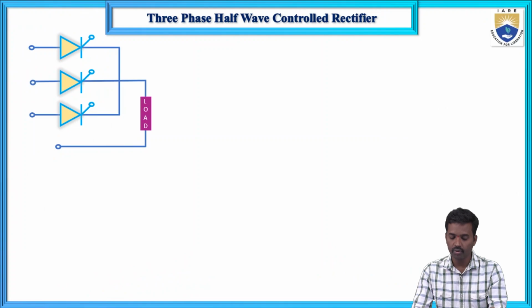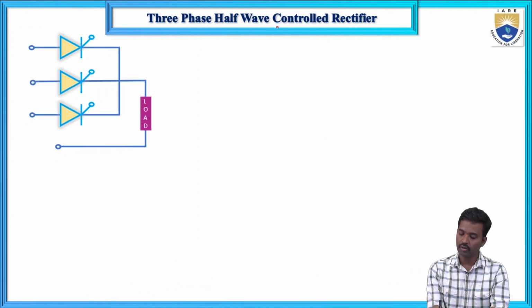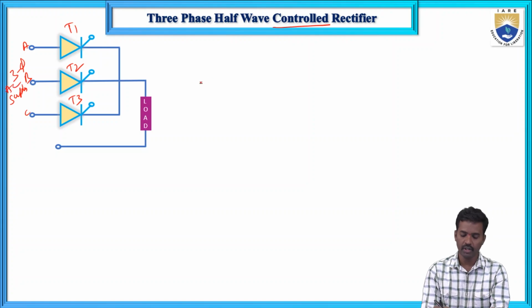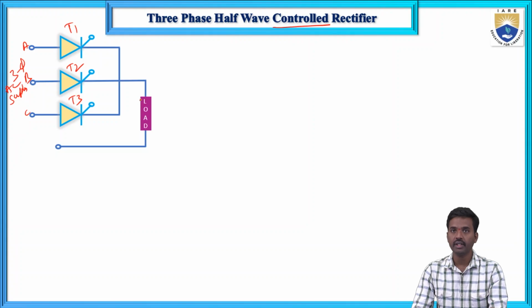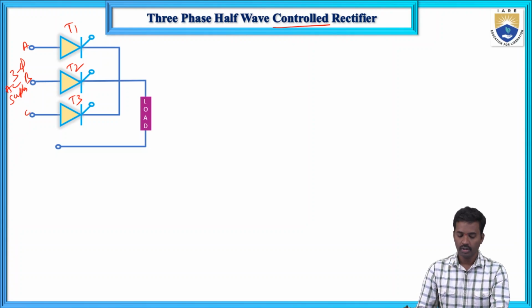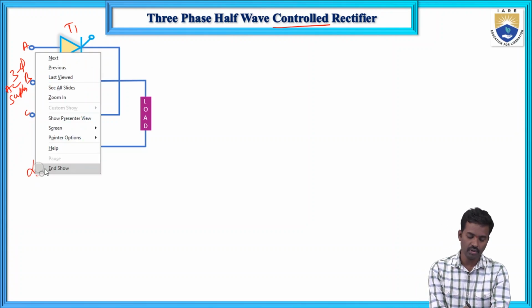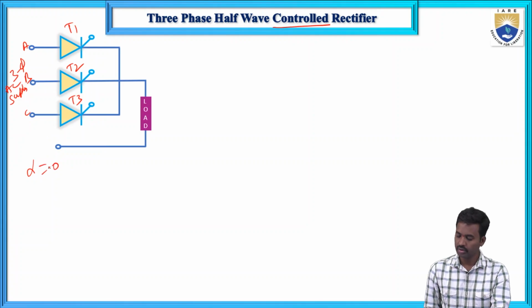That was the uncontrolled rectifier. Now we are going to discuss the half wave controlled rectifier. Controlled rectifier means here we are using three thyristors, T1, T2 and T3, with phases A, B and C. Here we are giving the three phase AC supply, and this is the load. We are taking R load and RL type of load. Now how does it work? First I will take alpha equals 0.